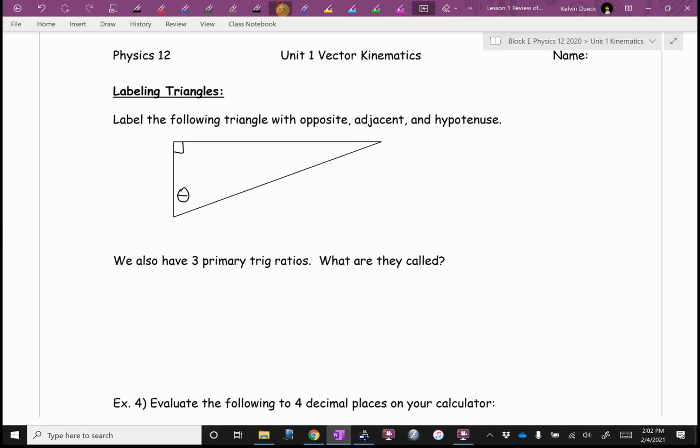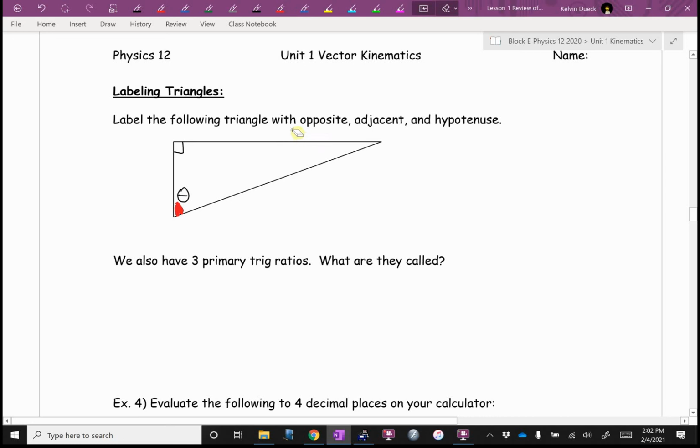First of all, theta is down in the bottom left. I usually go color, color, color, color, color. It helps me figure out where we are. This horizontal side here: opposite, adjacent, or hypotenuse? This side here. How do I know? Someone said opposite. They're right.